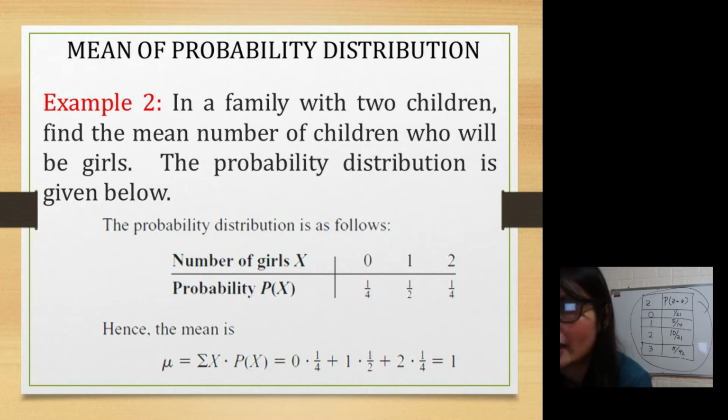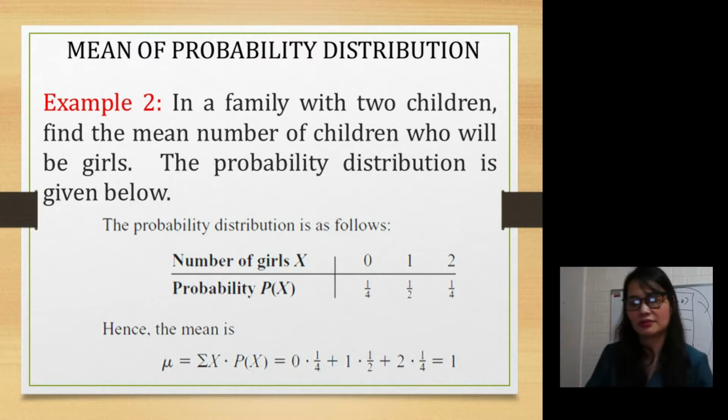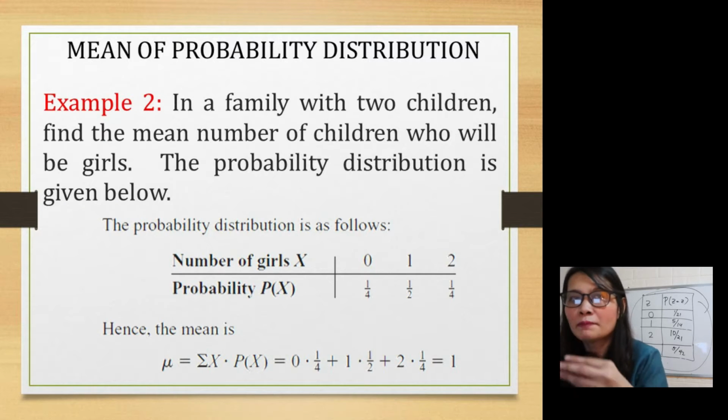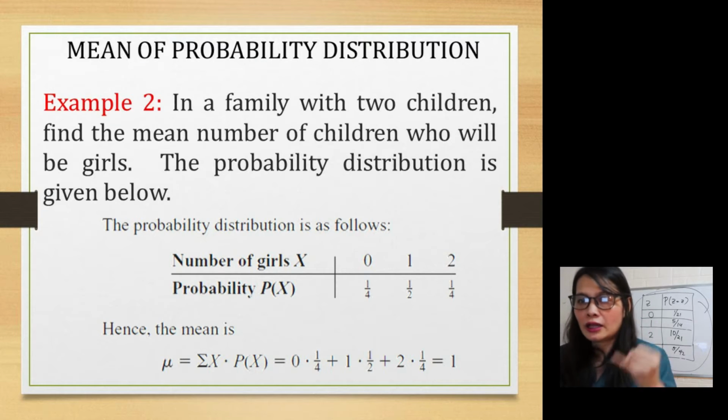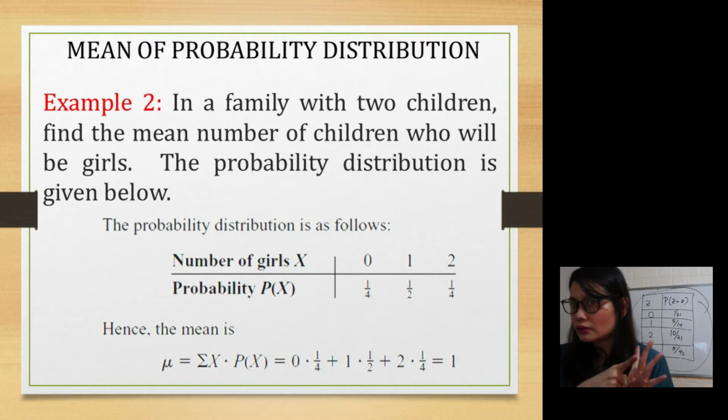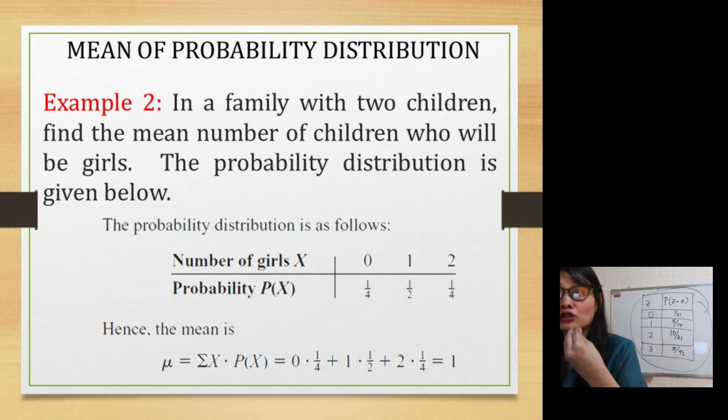Next, what is the probability of getting 0? The answer is 1/4. Why is it 1/4? What are the possible outcomes of a family with 2 children? It can be girl, girl; girl, boy; boy, girl; and then the last is boy, boy. So how many outcomes do we have? 4. Now, what is the probability of getting 0, meaning there's no girl at all, all of them are boys? 1 out of 4.